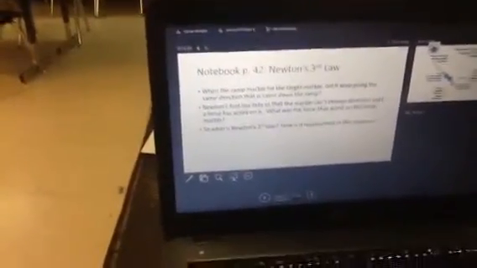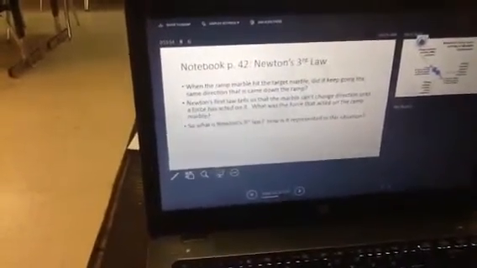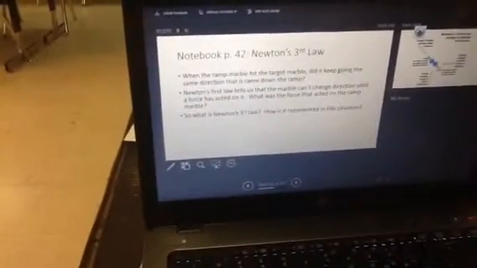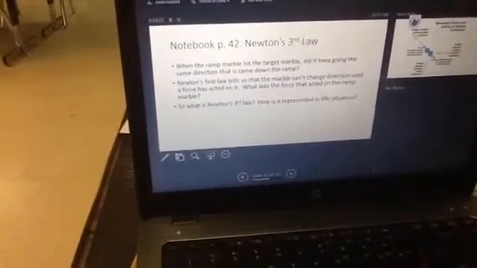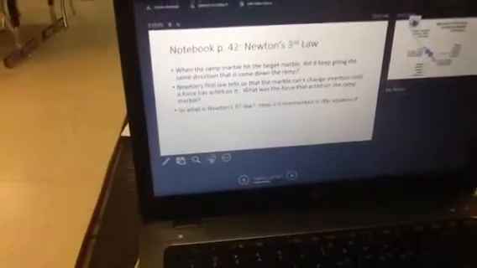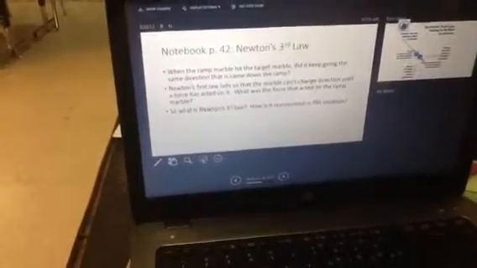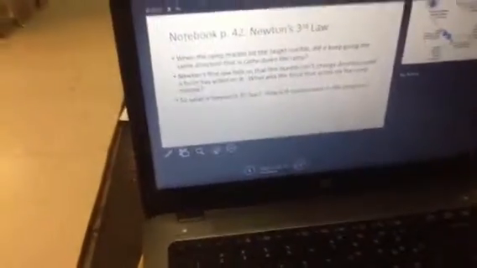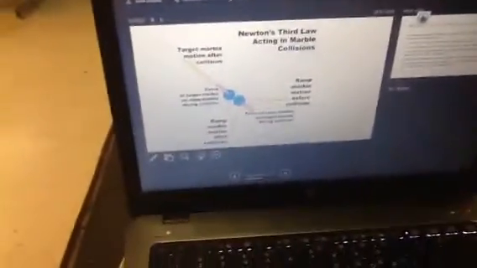Then we went to Newton's third law, and we took some notes on that, which is: for every action, there's an equal and opposite reaction. So when the two marbles hit, they didn't go the same direction anymore. So they can change direction if a force is acting on it. The ramp marble is going down, and then it's going to change direction when it hits the other marble. So for Newton's third law, when the two marbles hit, they are forcing on each other: the action, the ramp marble, and the equal reaction, the target.